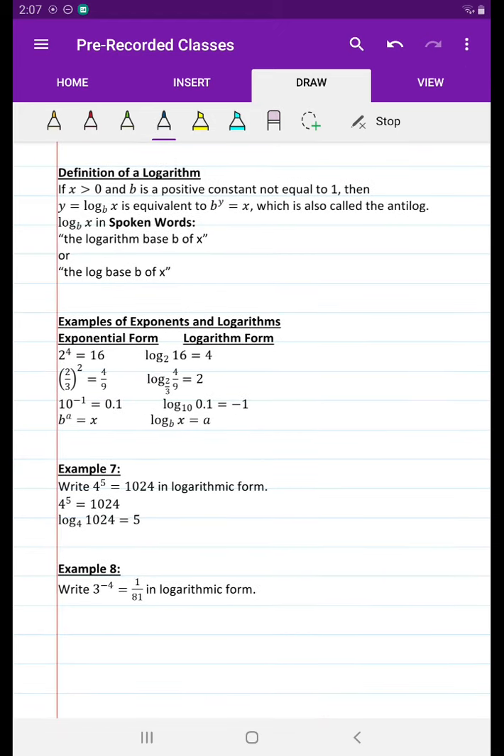All right, moving on to talking about logarithms. A logarithm is the inverse of an exponential function, and you can take any exponential function and convert that to a log function. So if x is positive and b is some positive constant that's not equal to 1, then if we start off with y equals log base b of x, we can convert that to b to the y equals x.